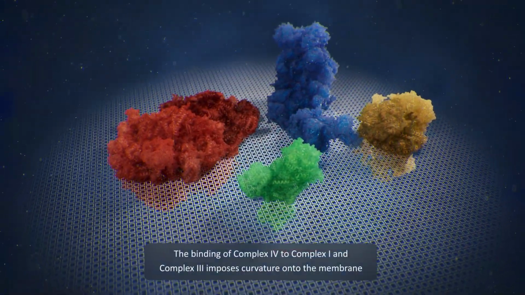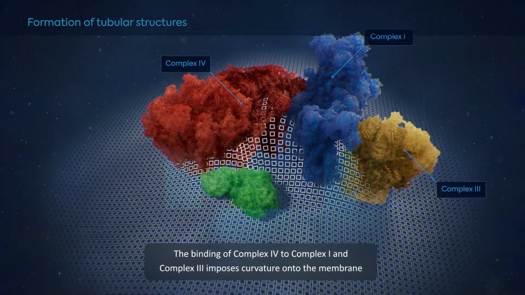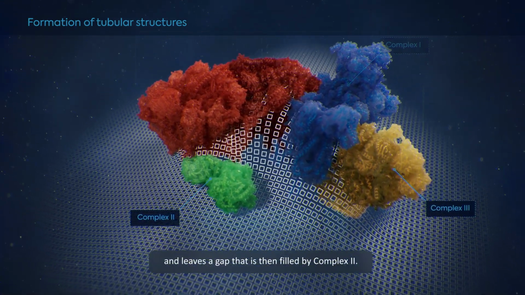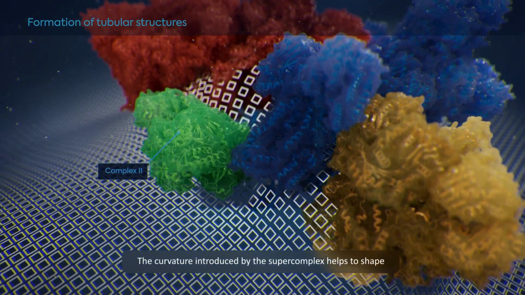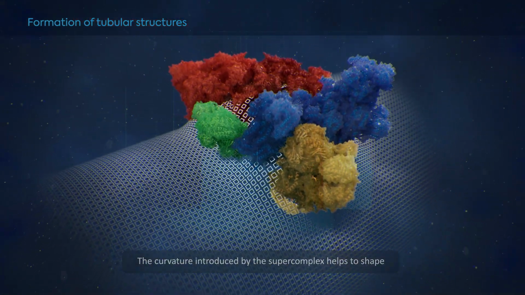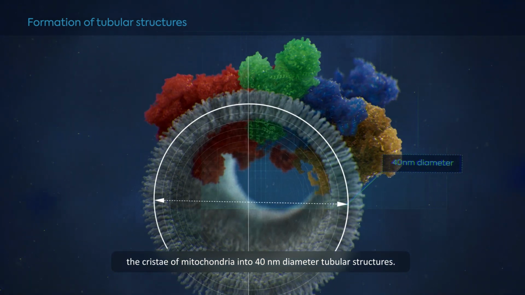The binding of complex 4 to complex 1 and complex 3 imposes curvature onto the membrane and leaves a gap that is then filled by complex 2. The curvature introduced by the supercomplex helps to shape the cristae of mitochondria into 14 nanometer diameter tubular structures.